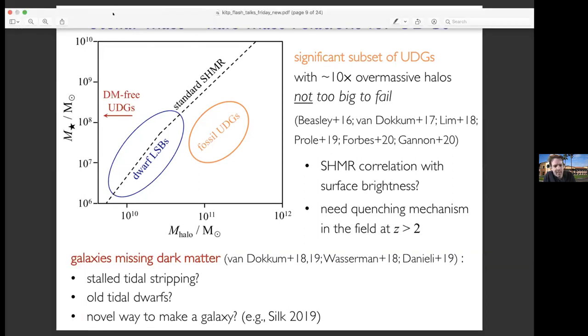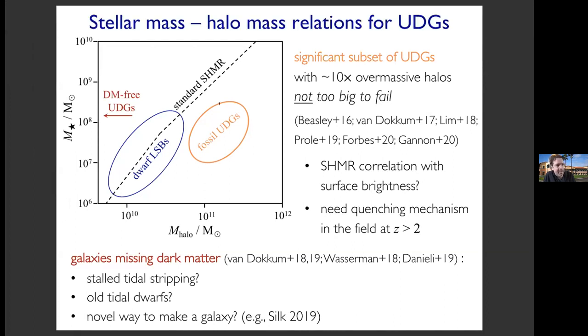So that does raise the question of whether there are some other mechanisms for making a galaxy without a dark matter halo, such as shocked gas, or tidal dwarfs?